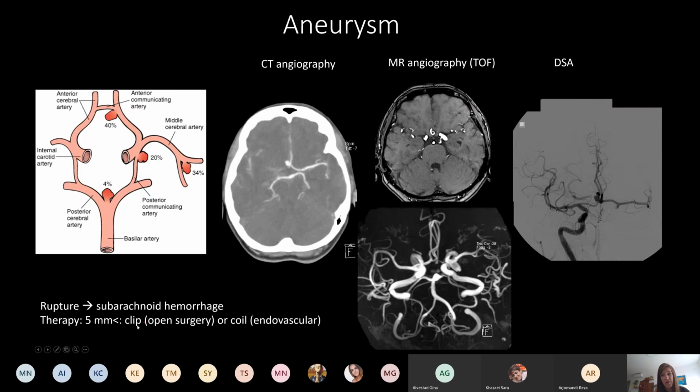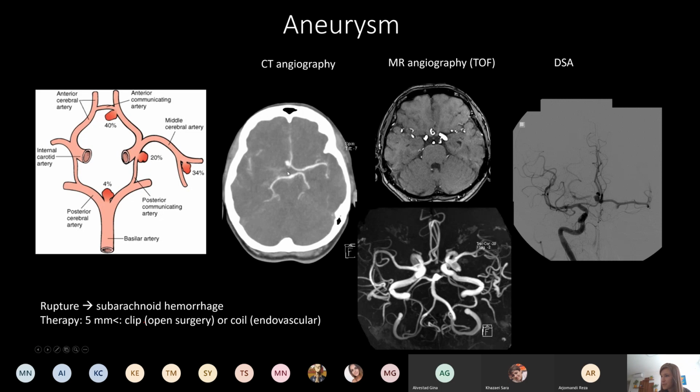So you can actually treat an aneurysm if it seems to be dangerous or big enough. The treatment is normally endovascular. You can coil it, or you can do open surgery and clip it. That's more rare nowadays. And there are some examples.